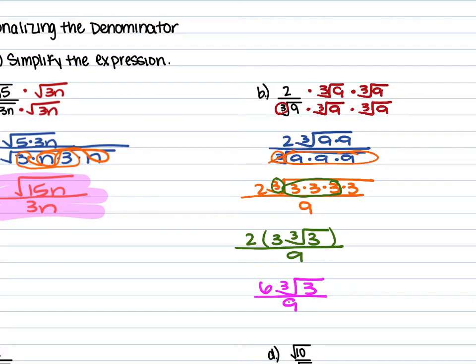Now, with that, your 6 is not underneath the radical. Your 9 is not underneath the radical. You can simplify that. They are both divisible by 3. So the 6 becomes a 2, the 9 becomes a 3. So this is just giving us 2 cube root 3 over 3.